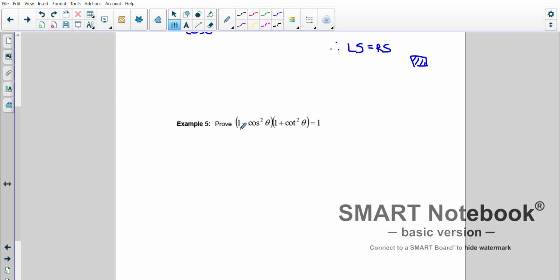So I'm going to work with the left side. And sometimes you just got to try things out and see what happens. So 1 minus cos squared theta is sine squared theta.